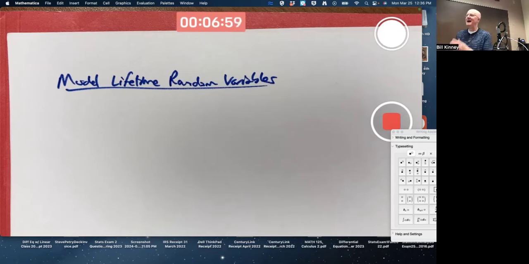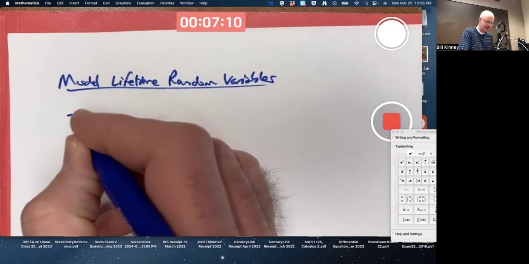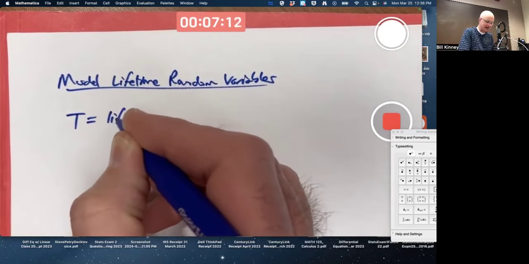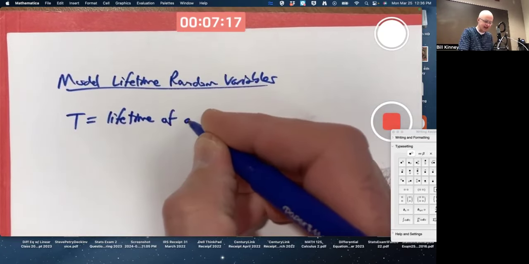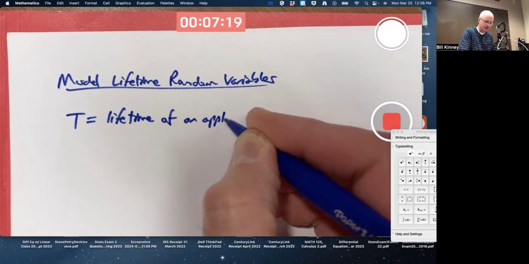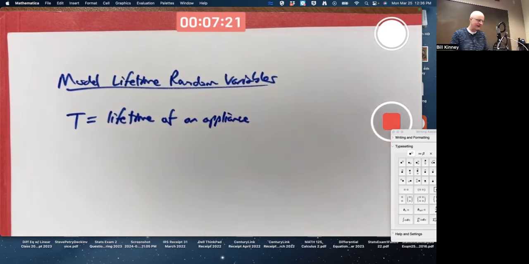We could think about the lifetime of light bulbs, batteries, appliances. Okay, let's think about refrigerators. So T is going to be the lifetime of an appliance, say, like a refrigerator. It is random. You sell a refrigerator to somebody, neither you nor they know how long that refrigerator is going to last.